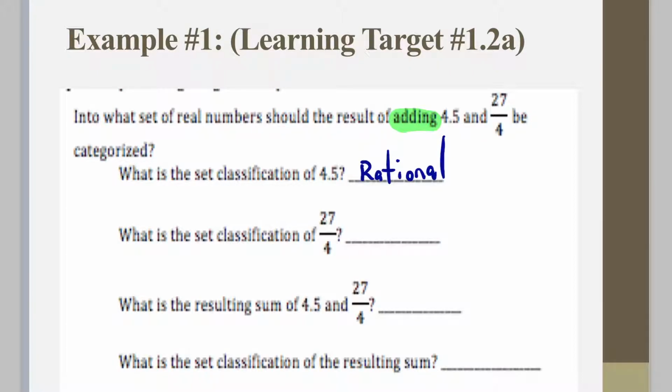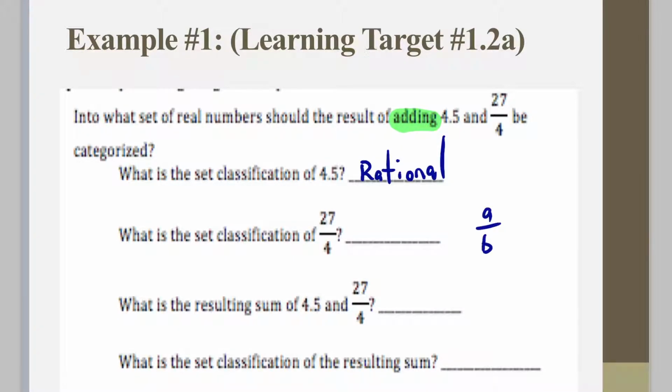So what is the set classification of 27/4? Well, notice that 27/4 is not a decimal. It is actually a fraction. But when we look closer at the definition of rational numbers, it says that if you have a number in the form of a divided by b, where a is an integer and b is an integer, then a rational number is a number that when written in decimal form will result in a terminating or repeating decimal.